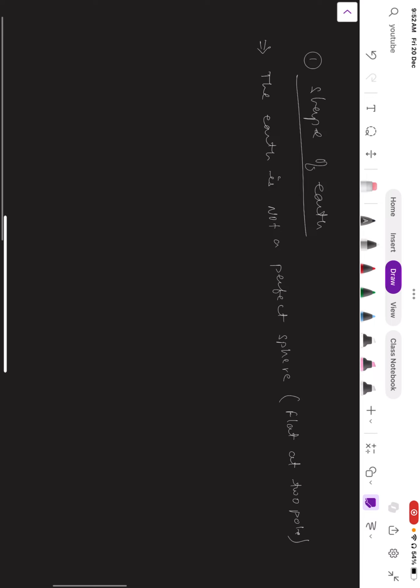What does this mean? We assume that earth is like this, but earth is not like this. Earth has become like this, like an apple shape. So this diameter becomes less than this diameter.